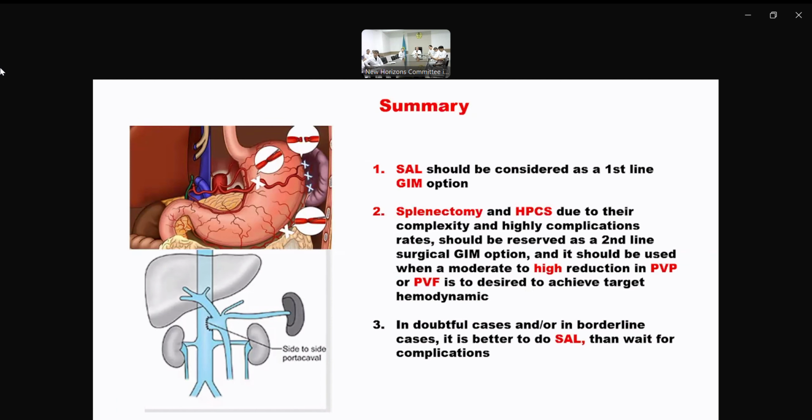and it should be used when a moderate to high reduction in PVP or PVF is desired to achieve target hemodynamics. The third, in doubtful cases and/or in borderline cases, it's better to do splenic artery ligation than wait for complication.